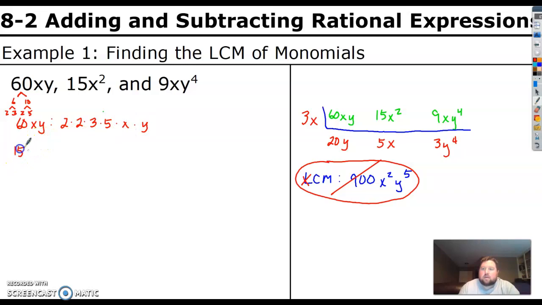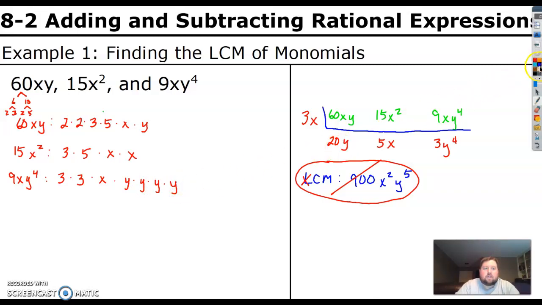All right, we're going to do the same thing with the other two. So 15 is 3 times 5, and then we're going to write our x squared in expanded form. And then 9x y to the fourth. 9 is 3 times 3. Then we have an x, and then we have 4 y's.